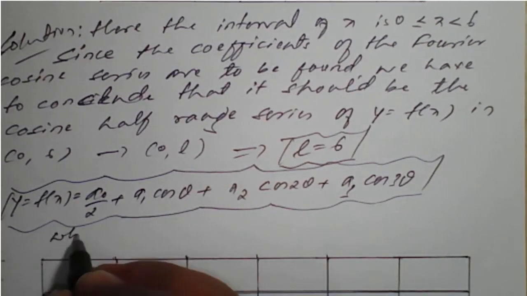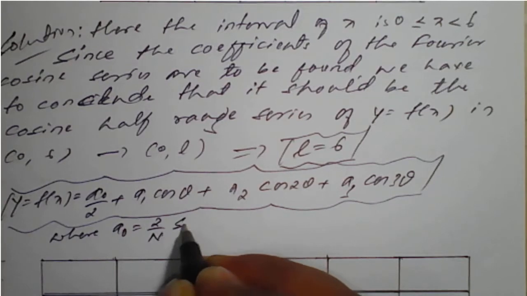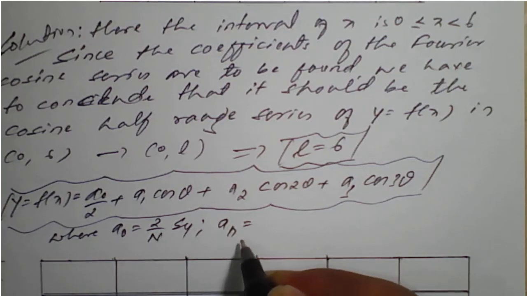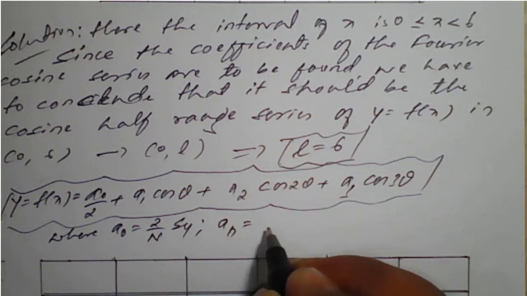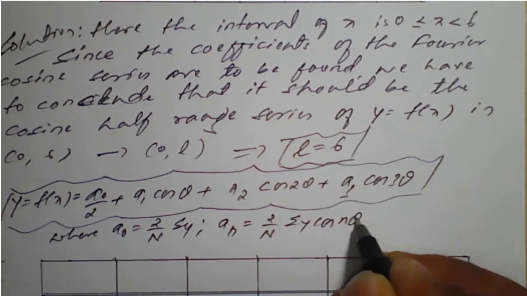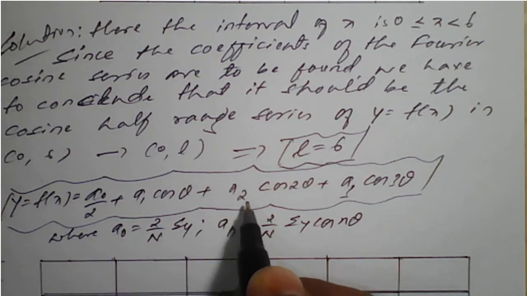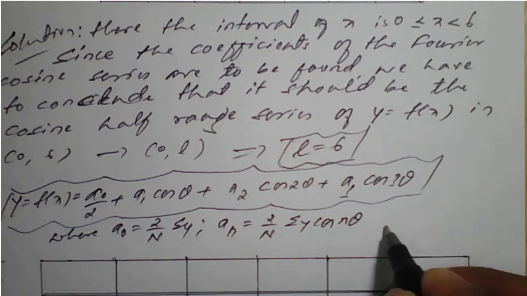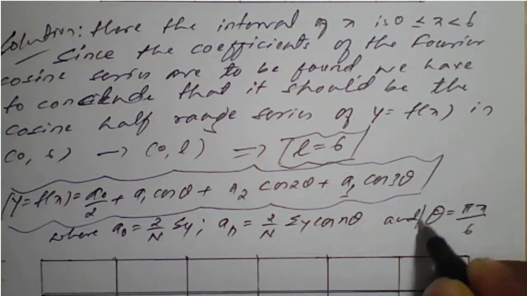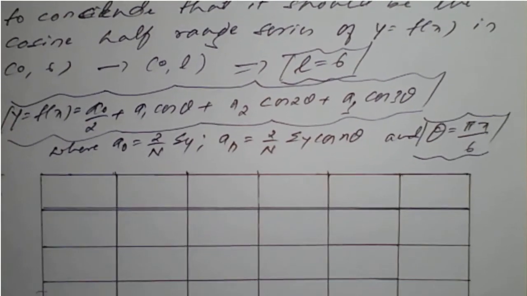Where a naught formula is 2 upon n summation y. I will write the an formula in general: an is equal to 2 upon n summation y cos n theta, because if you take n equal to 1 we get the a1 value, n equal to 2 we get the a2 value, and n equal to 3 we get the a3 value. The value of theta is pi x upon L, where L is 6. With the help of all this information we'll go for the table.